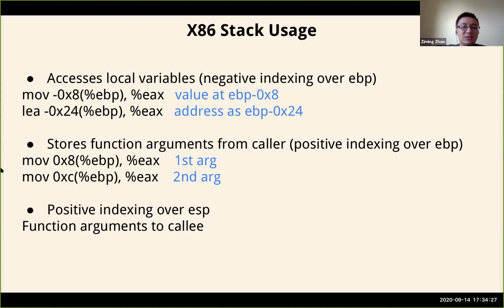Maybe if they were accessing the argument from the caller, then we're doing EBP plus something, it could be plus 8, could be 6. And the positive index over ESP could be a function argument to the callee. So the callee here I'm talking about: the function we are in is going to call something. And now we're the caller. The caller, we may pass some argument to the callee, and we may use ESP to do the indexing.